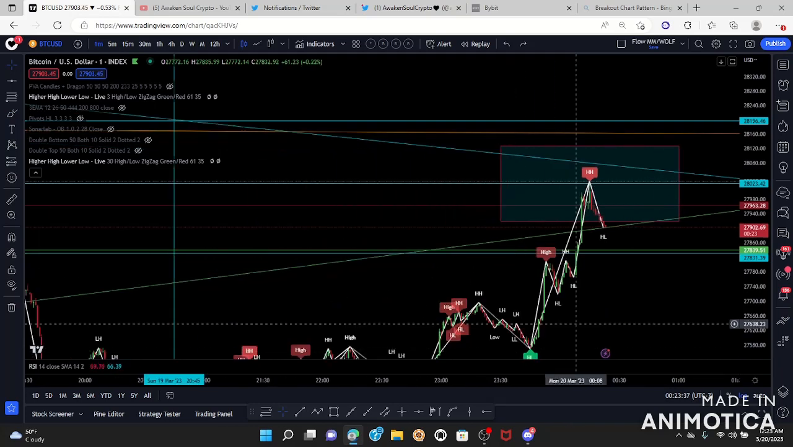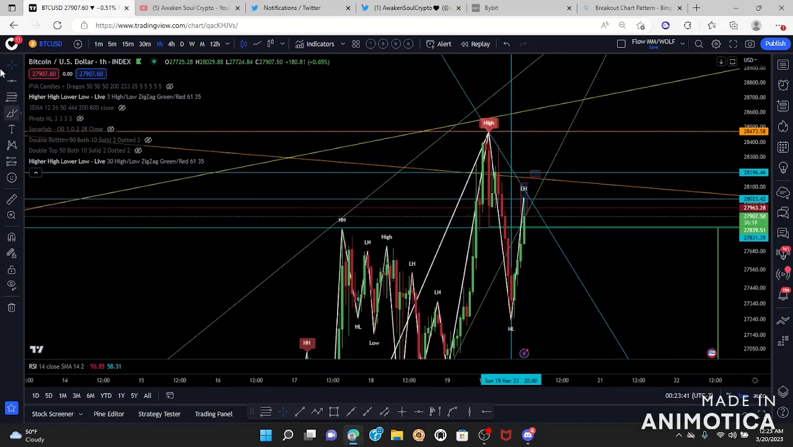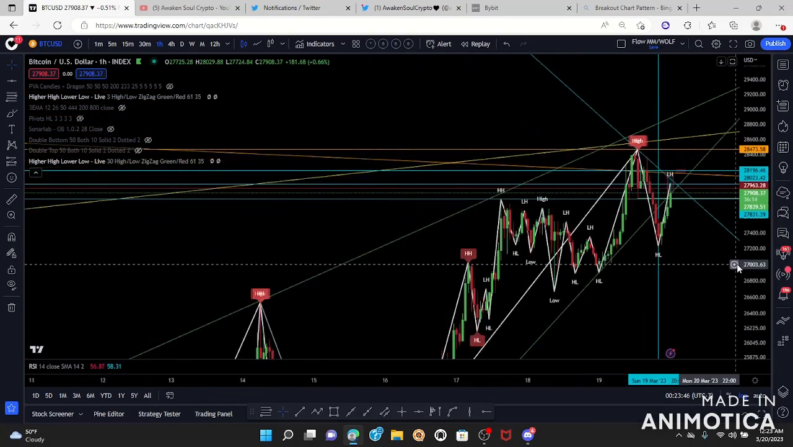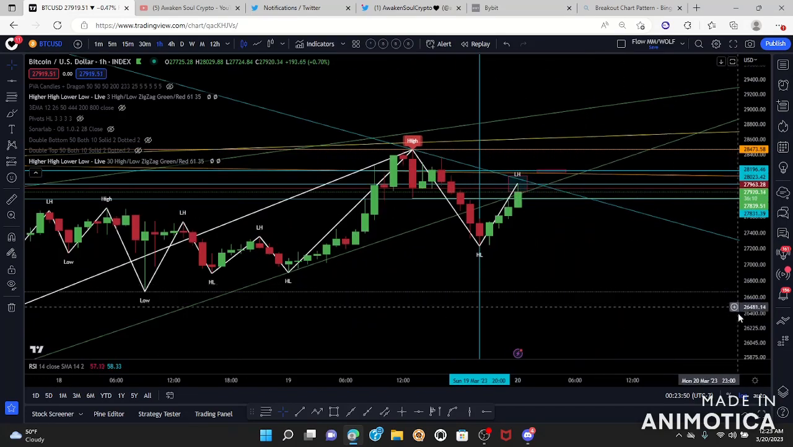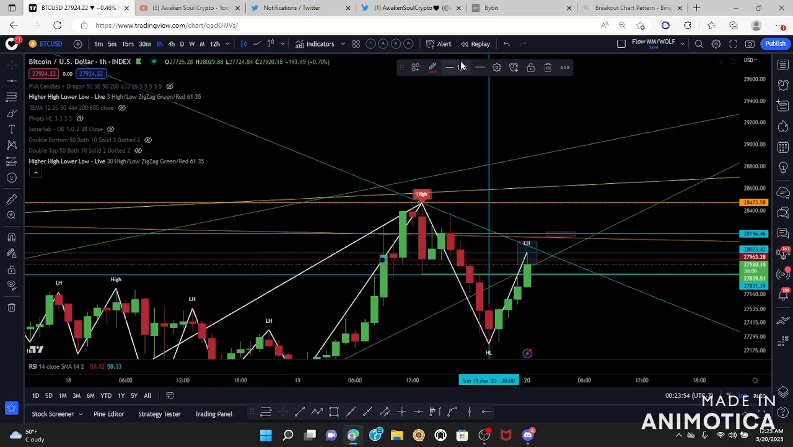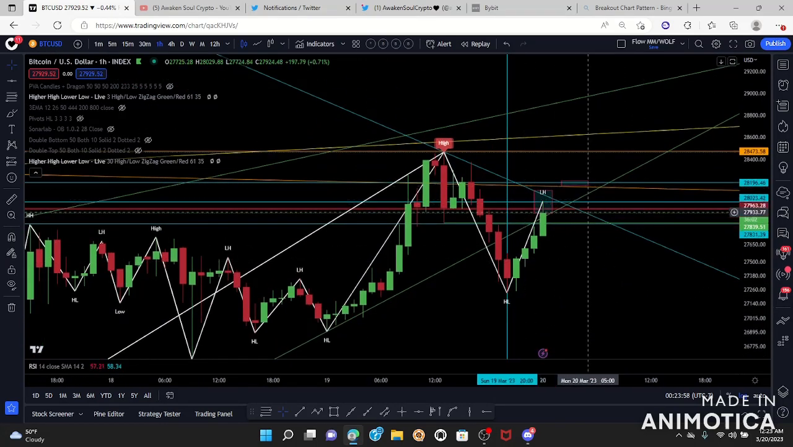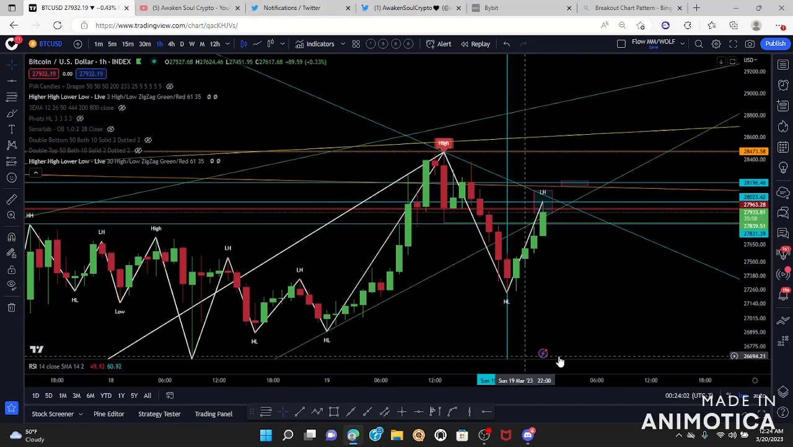Okay. And that's where I think it's going, just based on all the divergences. The megaphone on the daily, the rising wedge on the 4 hours, the fact that we already hit our monthly target here that I was expecting. So that's big, but you know, this game is not about your thoughts or feelings, it's about what the charts are doing.